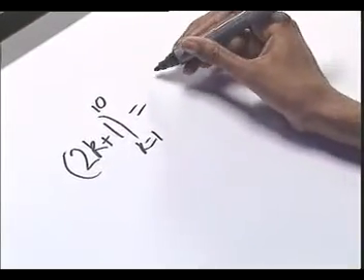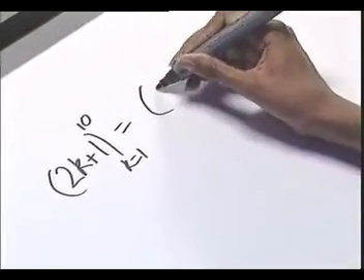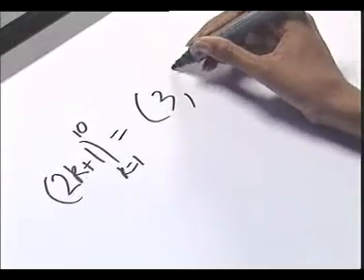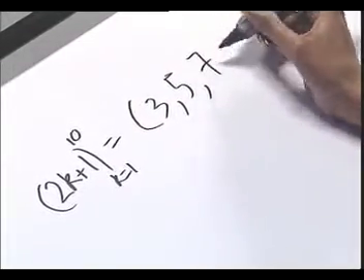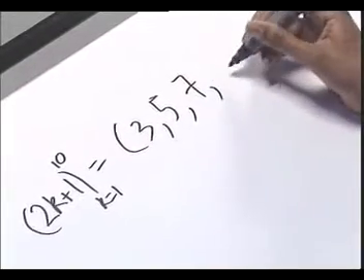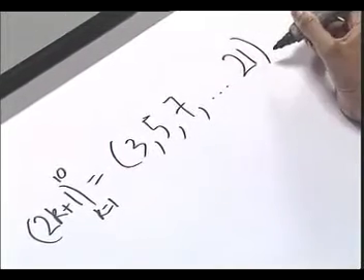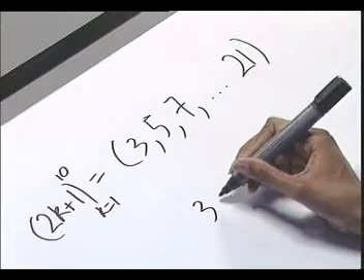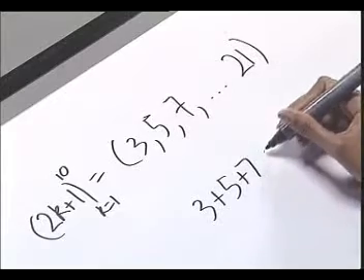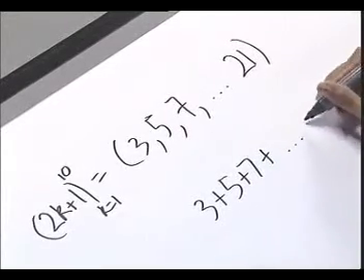And that's equal to, well, it starts with 3, then it goes 5, 7, and so on, up to 21. So an example of a finite series is just all of these things added together. So that's 3 plus 5 plus 7 plus all the way up to 21.